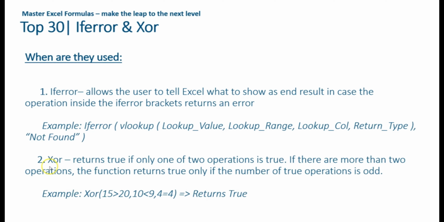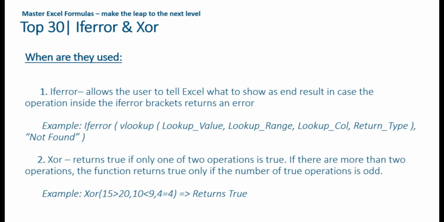So the XOR, the other formula, is another logical function, and it returns true if there are only two operations and only one is true, okay. If both of them are true, it will return false, and if there are more than two operations inside the brackets, the function returns true only if the number of true operations inside is odd, okay.